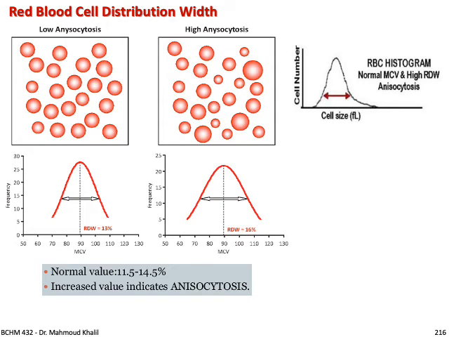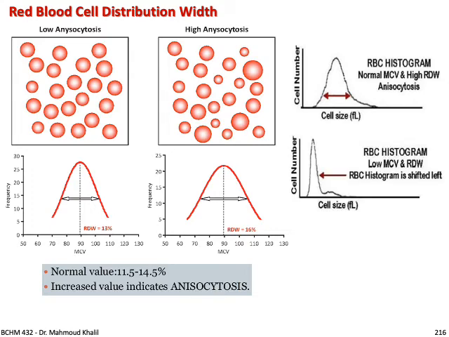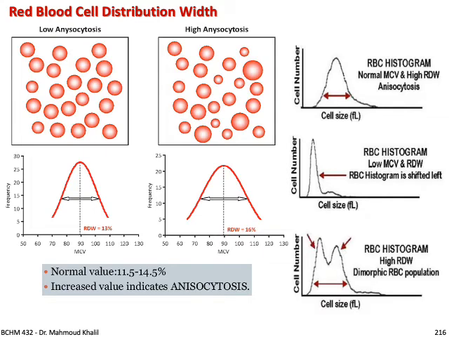So this one represents normal MCV with high RDW. It's a case of anisocytosis. This one represents that low MCV is shifted to the left, while this one represents a dimorphic RBC population, that you have two major populations with two different sizes in the red blood cell distribution.